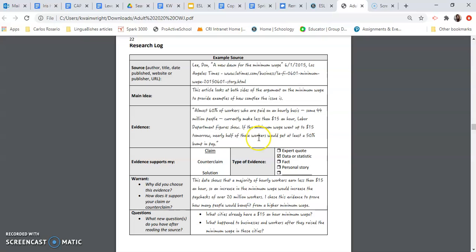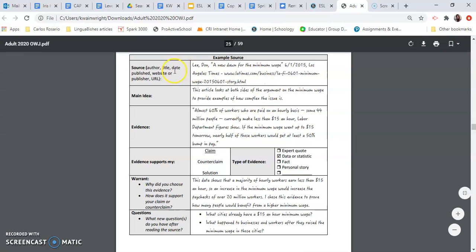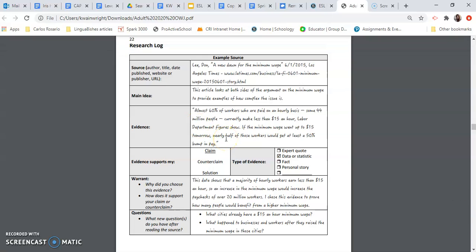And if you're writing your essay, you'll be able to use these sentences with quotation marks or paraphrase them, put them in your own words. And we'll talk more about that later. So for now, you're looking at what is the source of the article, what's the main idea of the article, and what evidence is in the article that supports your claim.